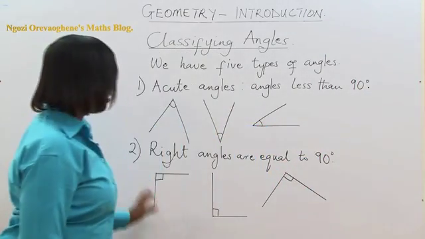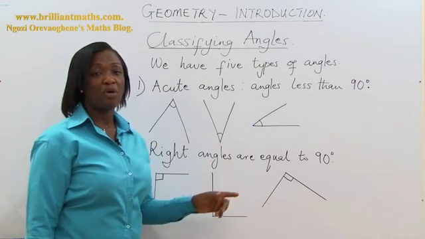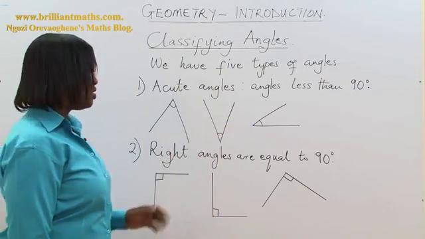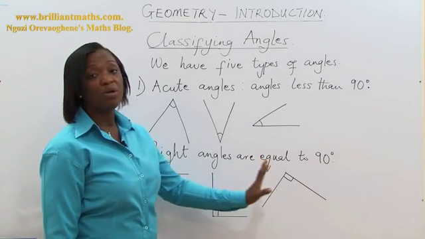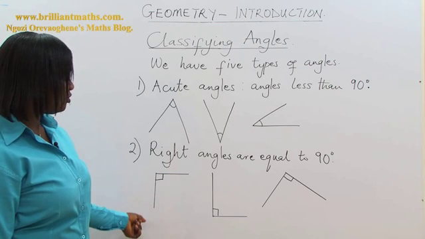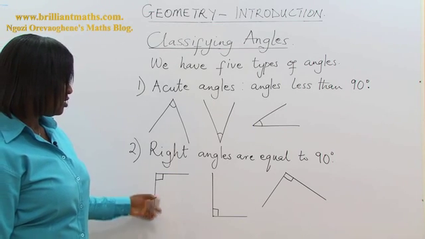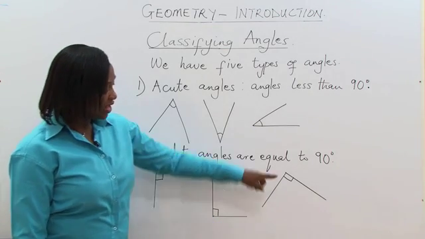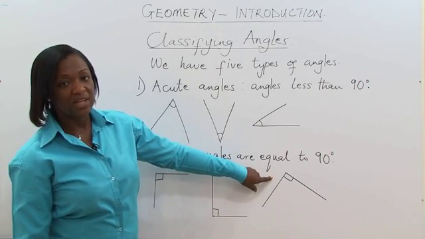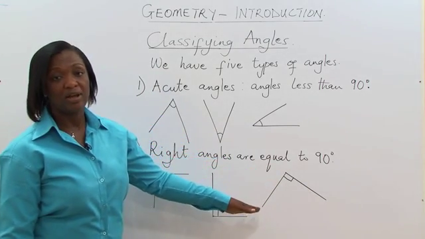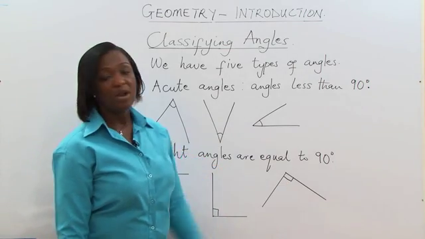Next, we have the right angles, like we saw before. When it is a quarter turn, it is a right angle. Right angles are angles that are equal to 90 degrees. These are some examples of right angles. That's a right angle. That's another right angle. And although this doesn't look like a right angle, it is a right angle because the two lines are perpendicular. They meet at a right angle.